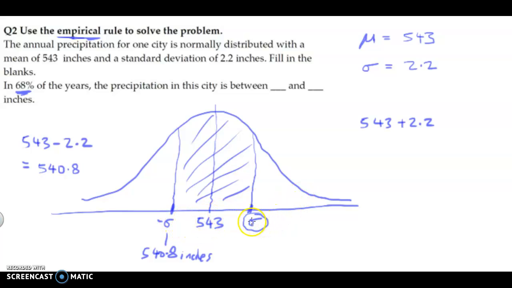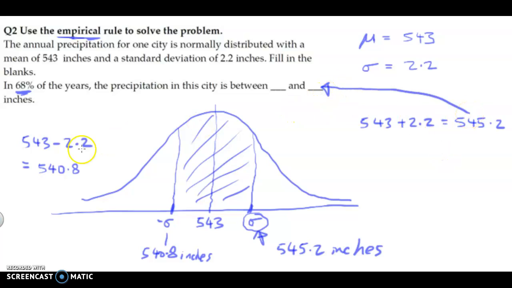And now we want the level of rainfall that's 1 standard deviation above the mean rainfall. So we're adding here, we get 545.2 inches. 545.2 inches is the amount of rainfall that's 1 standard deviation above the mean rainfall. So we just put these two figures into the blanks. The 545.2 goes in here, and this 540.8 goes in the first blank here. And 68% of all years will have rainfall between those two figures.